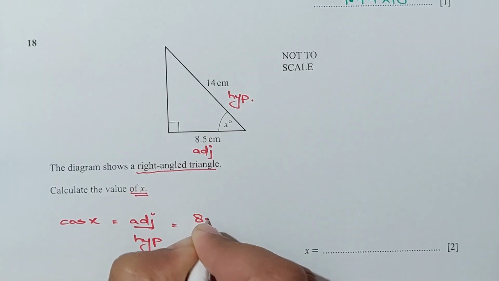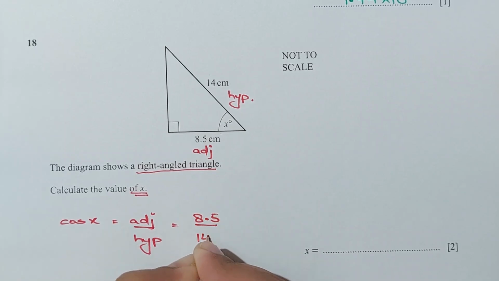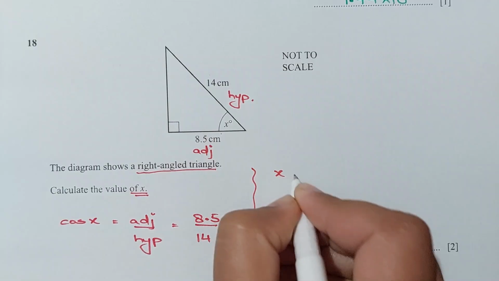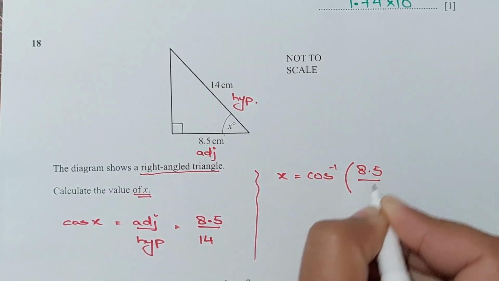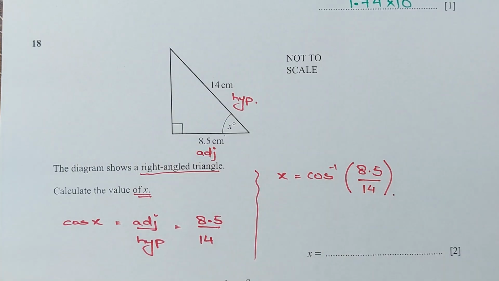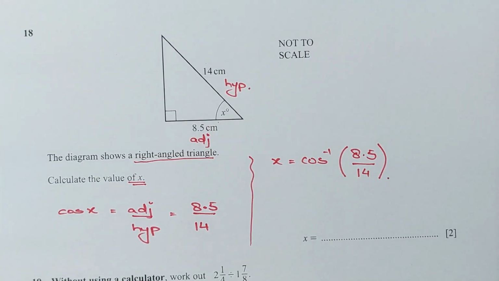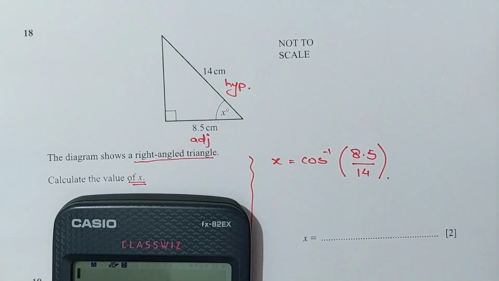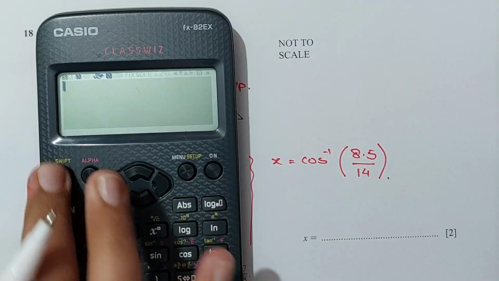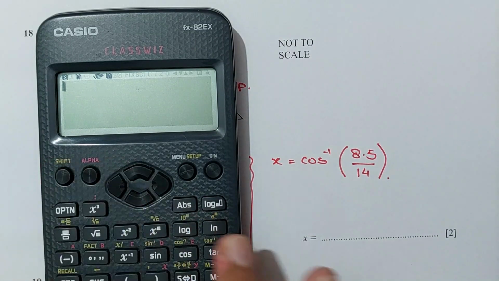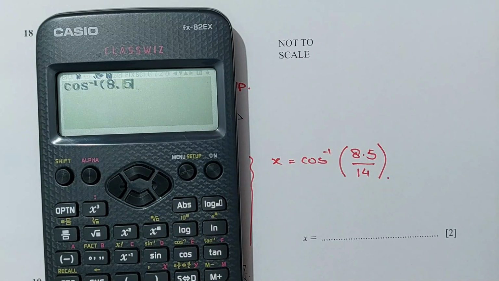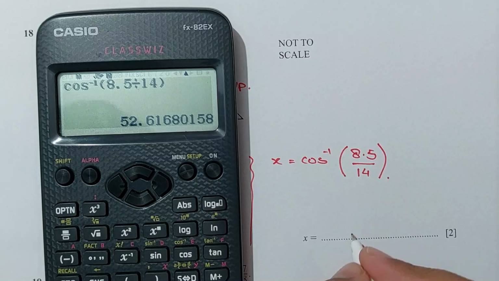So adjacent is 8.5 centimeters and the hypotenuse is 14 centimeters. All right. So what is x? X is cos inverse of 8.5 over 14. Okay, simplify. It's in degrees, right? Because x should be in degrees. Cos inverse of 8.5 divided by 14. 52.6 degrees.